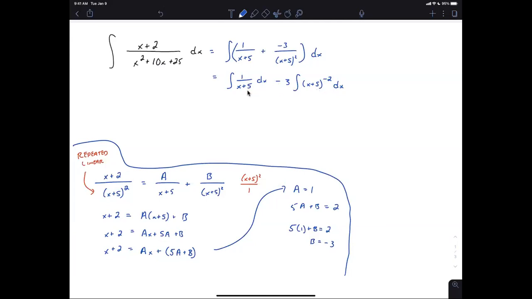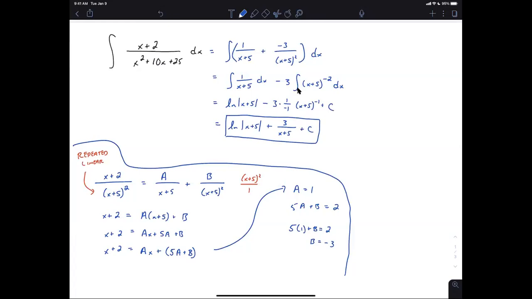So now on both of these, u is x plus 5, but in those cases, du is just 1 dx, so we don't really need to go through the u substitution. This one is natural log absolute value of x plus 5. This one, though, is 1 over negative 1 u to the negative 1, so x plus 5 to the negative 1 plus c, and now we're going to simplify that and get log absolute value of x plus 5 plus 3 over x plus 5 plus c, and now that's the answer. All right, any questions on that?